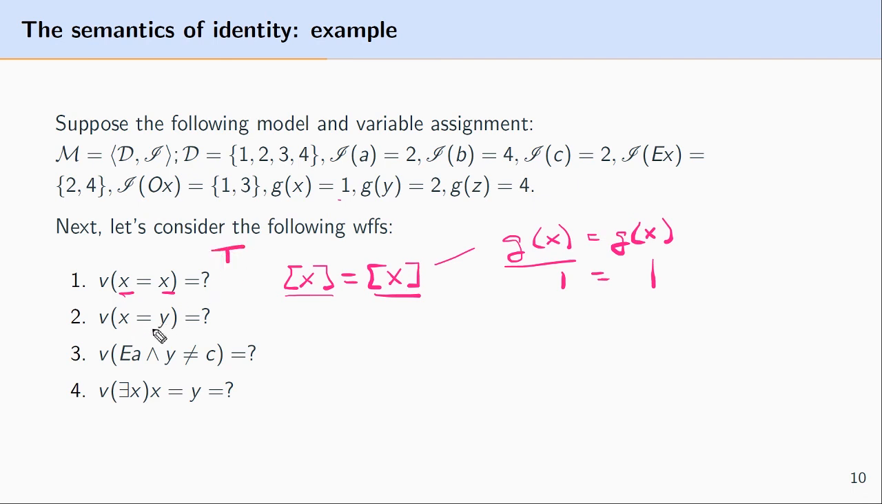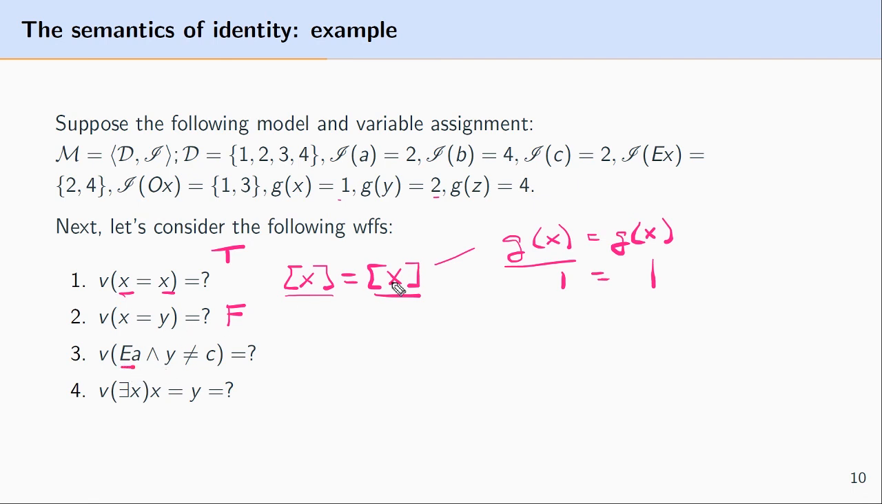How about X equals Y? Again, we'll look at the denotation of each of the terms, and since they're both variables, this is defined by the variable assignment, and we'll note that the variable assignment of X is 1, and the variable assignment of Y is 2, and so since 1 does not equal 2, the truth value of this formula is false.